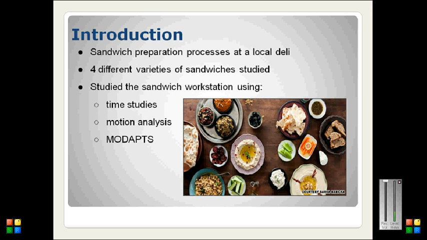The deli that we decided to do a study on has many Arabic foods, including sandwiches. They have 4 different types of sandwiches, which are chicken shawarma, chicken, beef, and turkey kaftas. To study the sandwich workstation, we used time study, motion analysis, and MODAPTS.